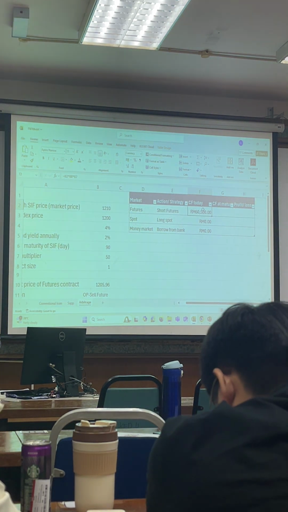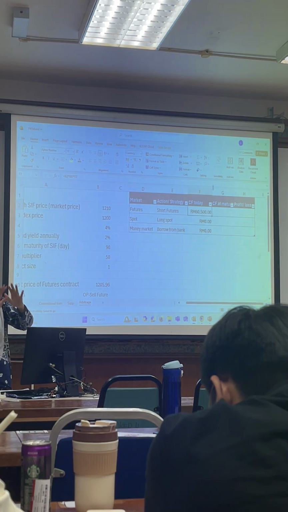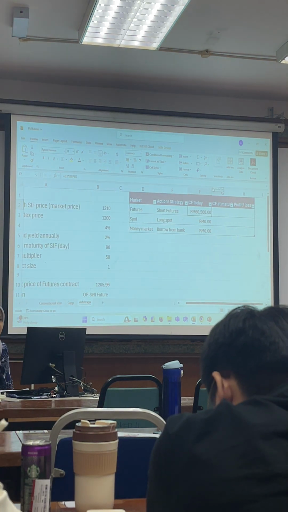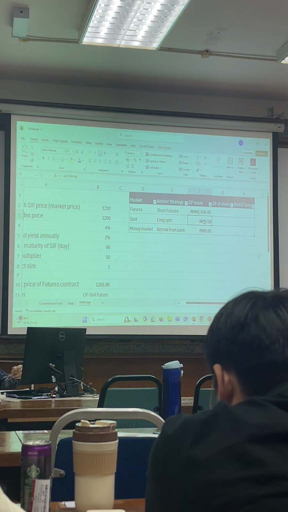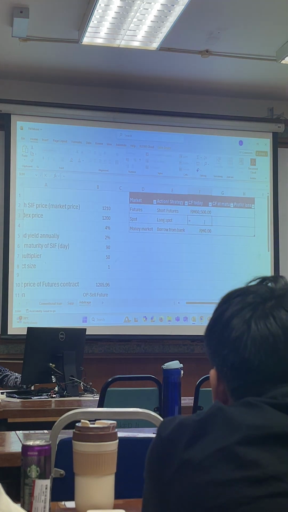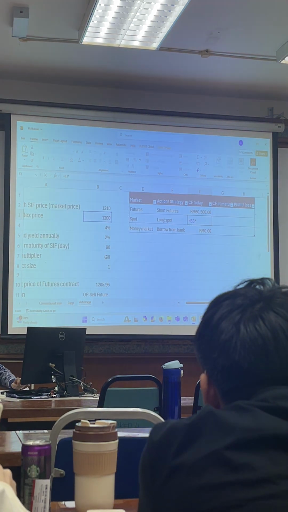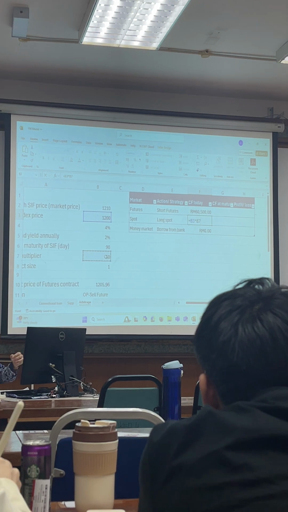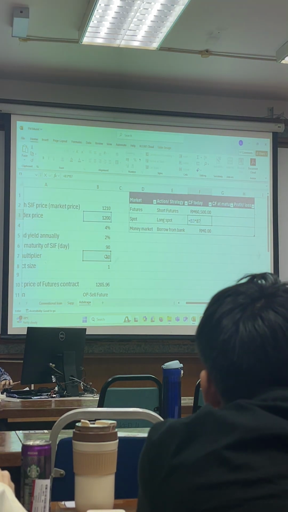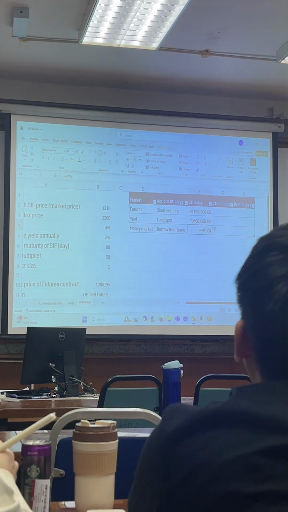Okay, now we settle today's transaction first. Spot: how about the spot? What value? Same as this one, you multiply with this one. There is no contract size.